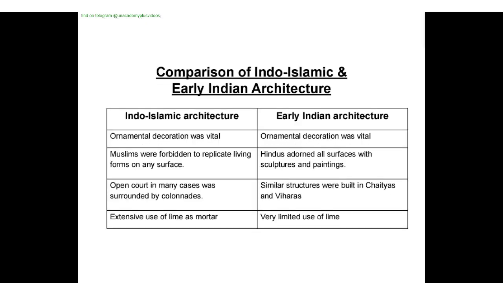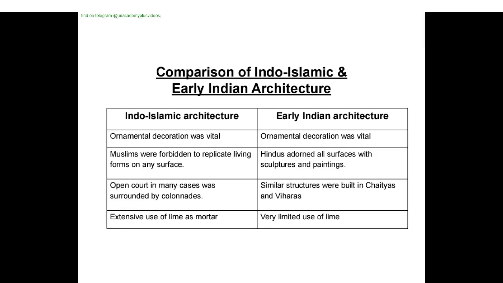Comparison of Indo-Islamic and early Indian architecture. In Indo-Islamic architecture, ornamental decoration was vital. In early Indian architecture, ornamental decoration was vital. Muslims were forbidden to replicate living forms on any surface. Hindus adorned all surfaces with sculptures and paintings. Open courts in many cases were surrounded by colonnades. Similar structures were built in chaityas and viharas.